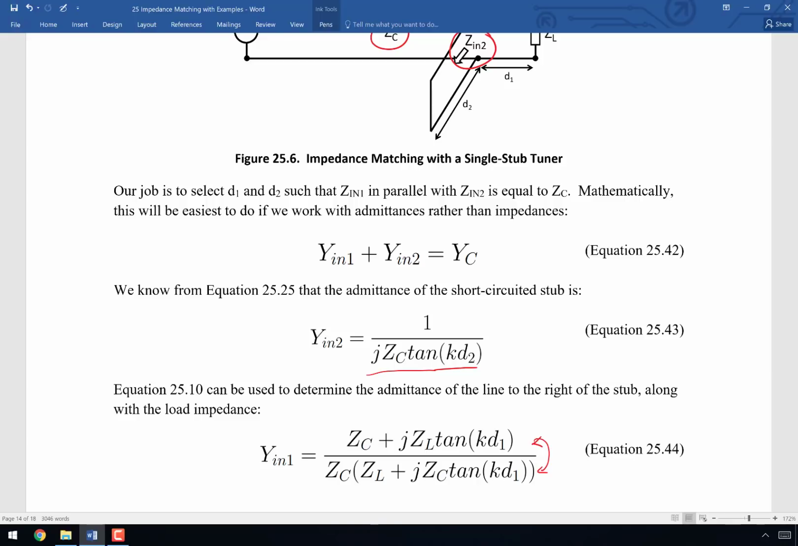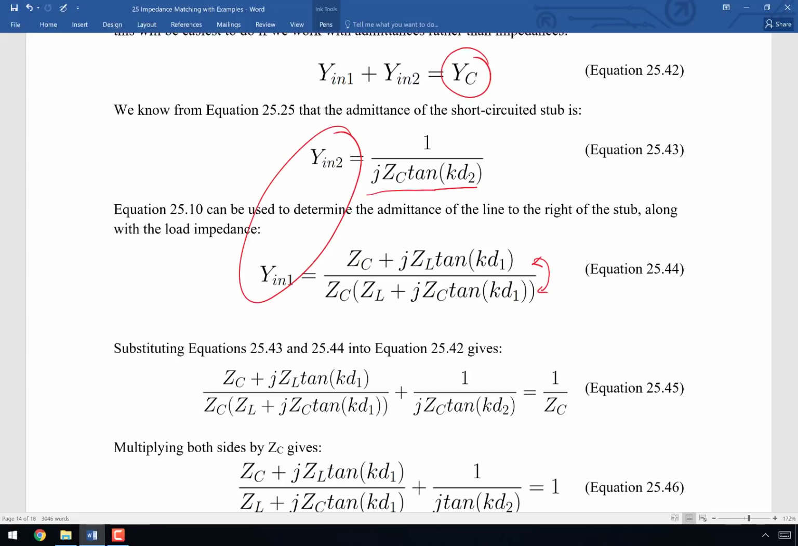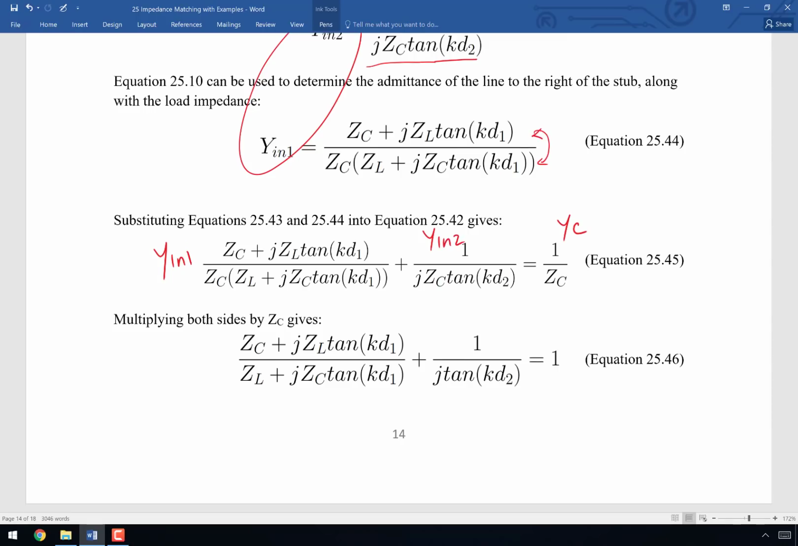We're now going to combine these two together in parallel and set them equal to the admittance of the line itself. This is yn1, this is yn2, and this is yc. So yn1 plus yn2 equals yc. And now it's just an exercise in algebra.